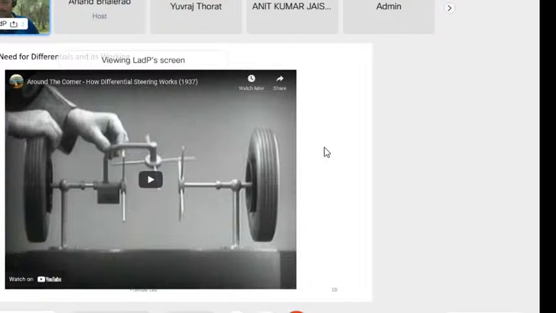So hypoid gears is the real invention where we got two to three major advantages. One advantage is that we could lower the propeller shaft height to that extent. Second advantage is the gear becomes quieter and smoother. And third advantage of the hypoid gear set is they become stronger also. So it's stronger, it is quieter, and it helps to reduce the propeller shaft height below the body.